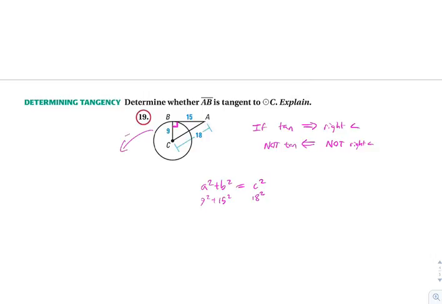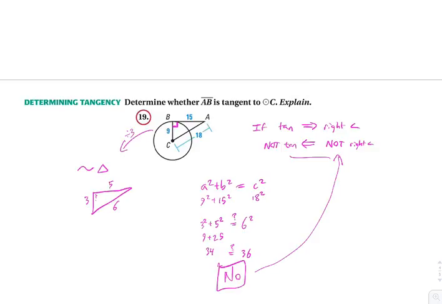I'm going to divide each side by 3. And I get a similar triangle that is 3, 5, and 6. And I want to see if this is a right angle. Okay, so I'm going to instead deal with the easier numbers. So is this equal to 6 squared? Well, we get 9 plus 25. That's 34. Is that equal to 36? No, it is not. And so we know that not a right angle then means not a tangent line. So no, it is not a tangent line.